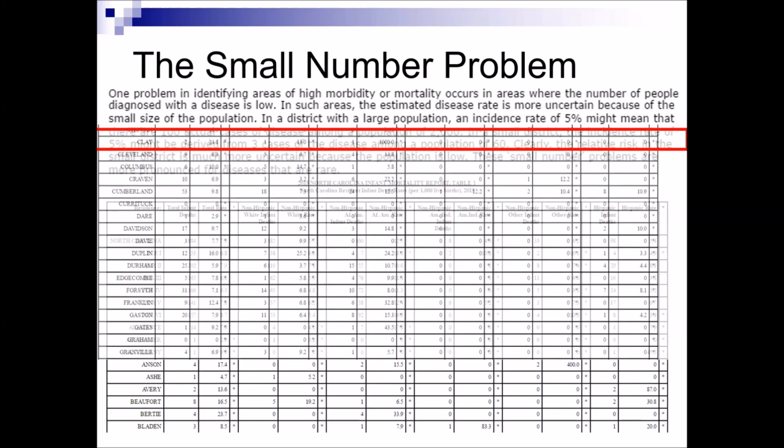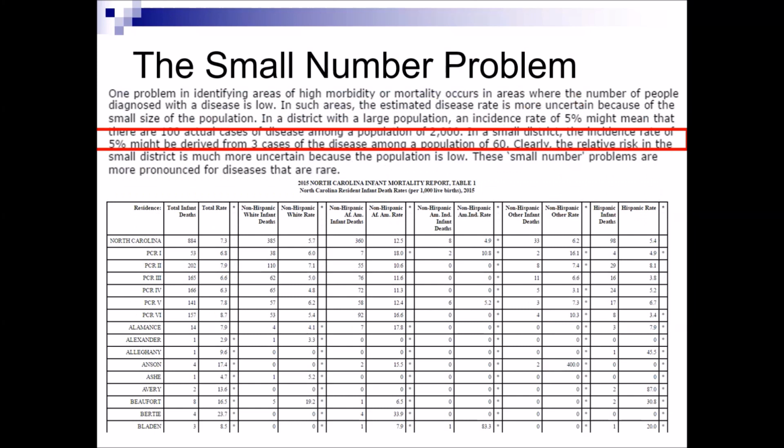But when we look at these infant mortality rates, we can look at extremely high infant mortality rates, like right here. It's basically, you have a 40% chance of having an infant mortality in this county if you're a non-Hispanic other infant death. What's non-Hispanic other mean?